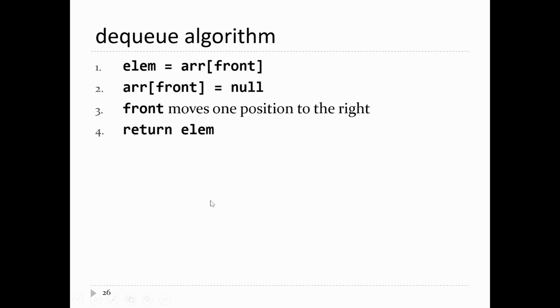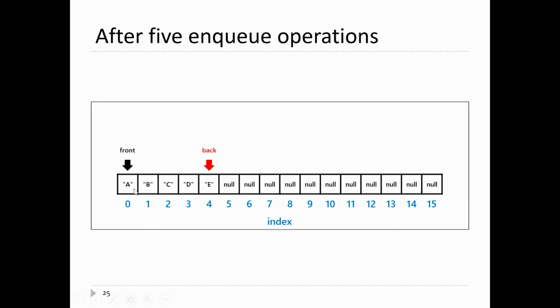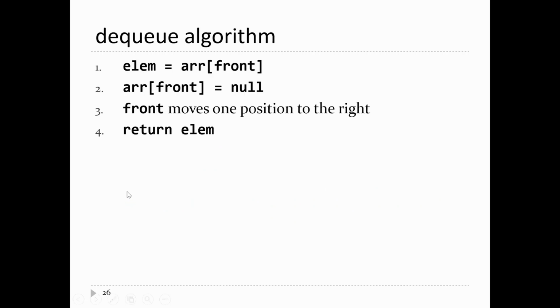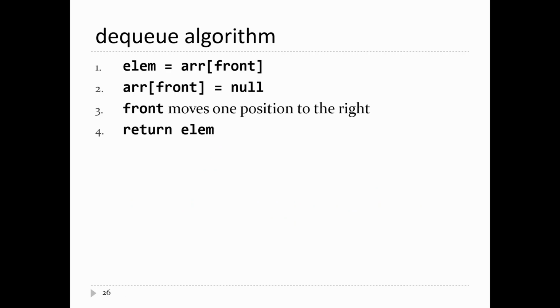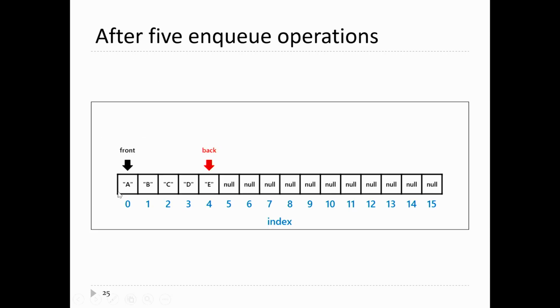Okay, now what about dequeue? To dequeue, I need to remove that A from the queue. I want to return the A, and then I want to adjust the front of the queue so that the front of the queue points to the next element in the queue. So I want to remember what that A is. I want to shift front 1 position to the right. What else do I want to do? I want to null out that element. I'll explain why in a moment.